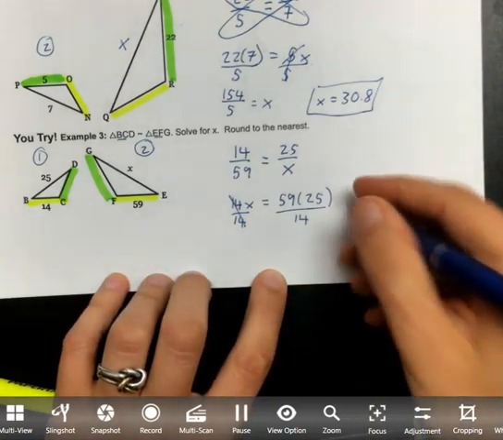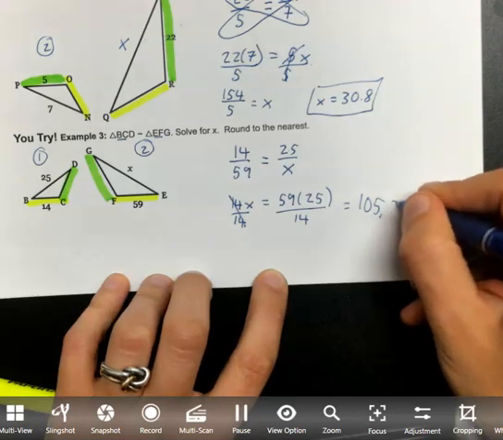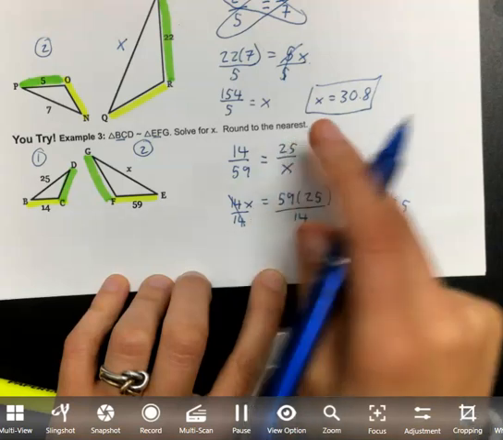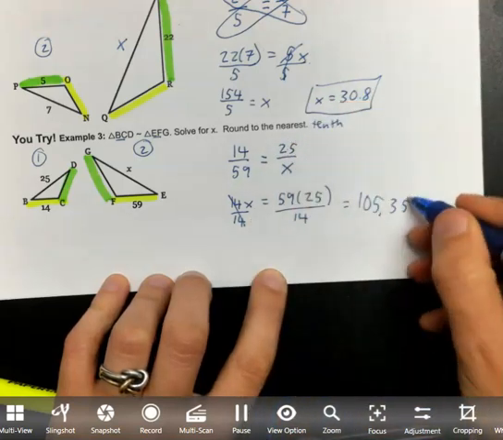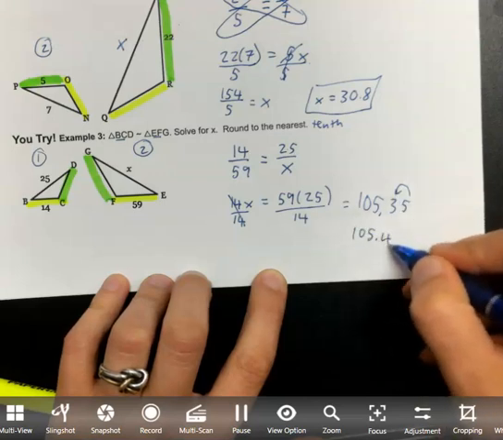So x equals 105.35. Solve, round to the nearest, oops, I meant to say 10th on this. So we're going to round to the nearest 10th, so that's 105.4.